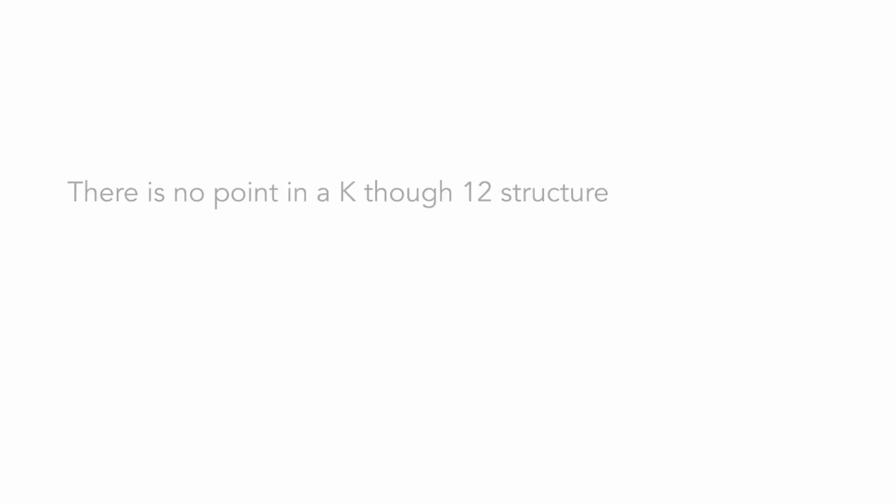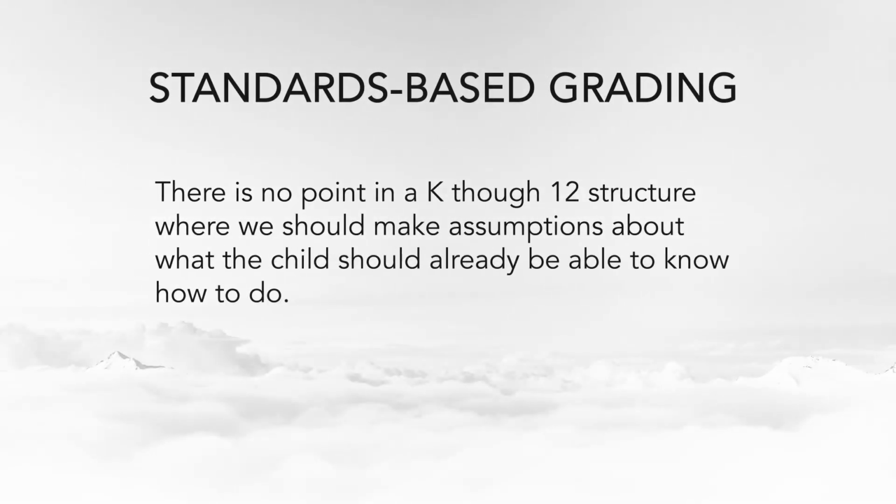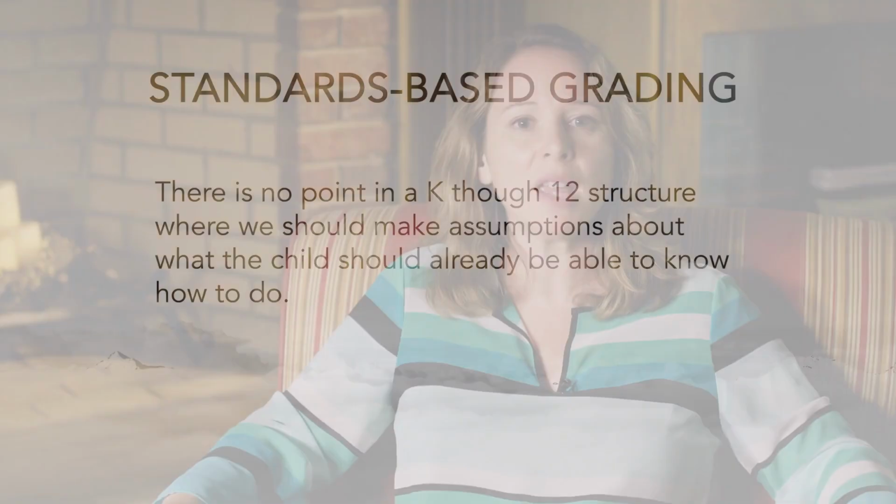I teach graduate school. I'm still working with people on developing time management skills and personal responsibility. So there's no point in a K through 12 structure where you and I should be making assumptions about what the child should already be able to know how to do. They don't need to already know how to read at that level necessarily. They don't know necessarily how to get their homework done. They struggle with the same kinds of conflicts for their time as we do.